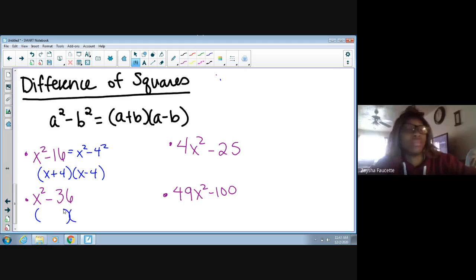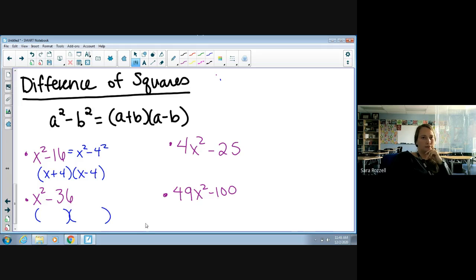I don't know. All right, what squared is 36? All right, Zasia, we'll figure this out. What squared gives you 36? You said 4 times 36. No, what squared is 36? What times itself is 36? 6. Yeah, 6. So x squared minus 6 squared, right? So our A is x and our B is 6.